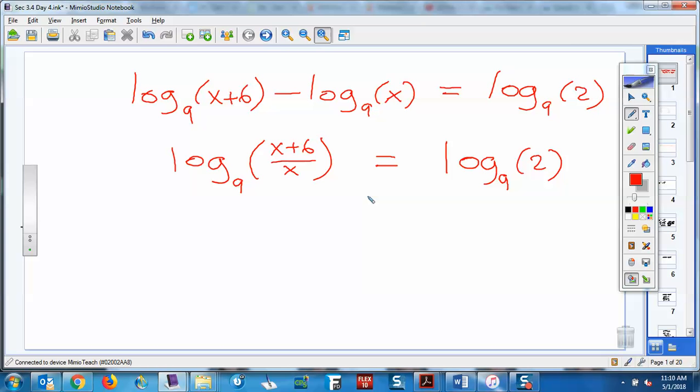Yeah, drop the logs, cancel out the logs, don't say divide by the log, right? Even "cancel" kind of leads you to believe you're dividing a little bit, right? But it's just saying that if you have log base 9 of something equal to log base 9 of something else, those two things have to be the same. So it's x plus 6 over x equals 2. You go from there. Okay, now that only works because these two are the same base.